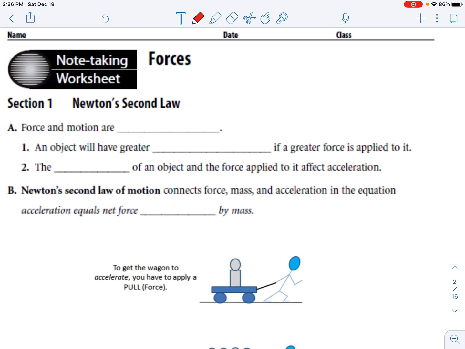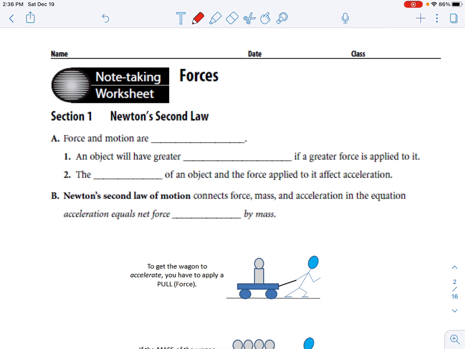The first page has some fill-in-the-blank notes. I'm going to help you fill in the notes, and I have some pictures to help explain them for you as well. You do not have to try to draw the pictures. You can if you want to, but they won't fit on your paper very easily.